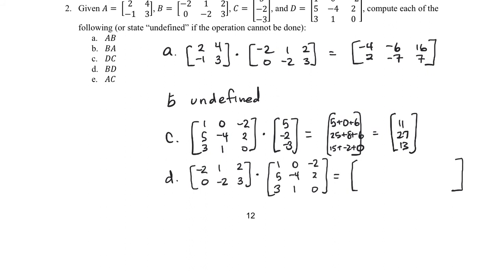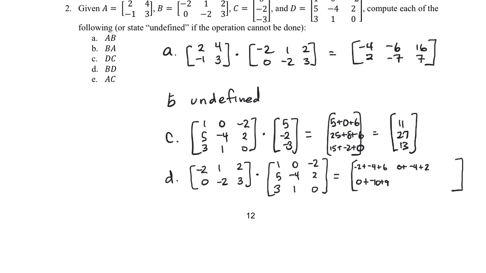So the first entry is going to come from row 1, column 1. So we're going to have negative 2 times 1 plus 1 times negative 4 plus 2 times 3. The entry underneath that is row 2, column 1. So that's going to be 0 times 1 plus negative 2 times 5 plus 3 times 3. Now this entry here is row 1, column 2. So that's going to be negative 2 times 0, and then 1 times negative 4, and then 2 times 1.